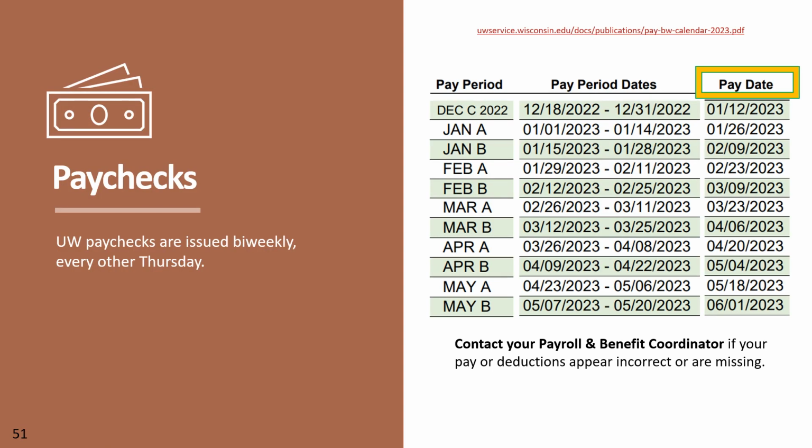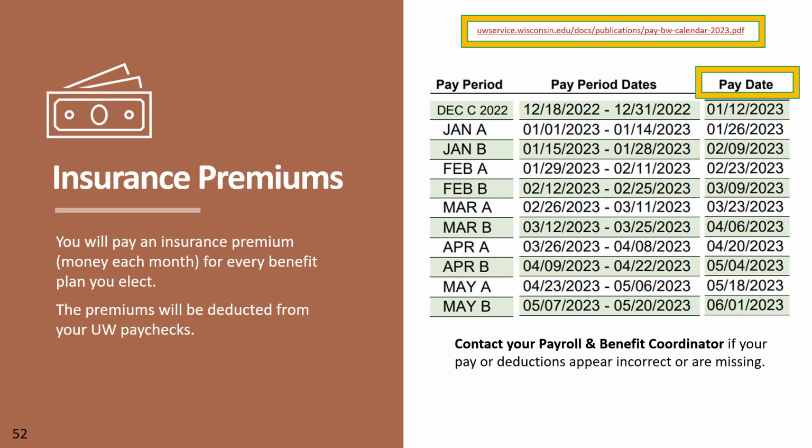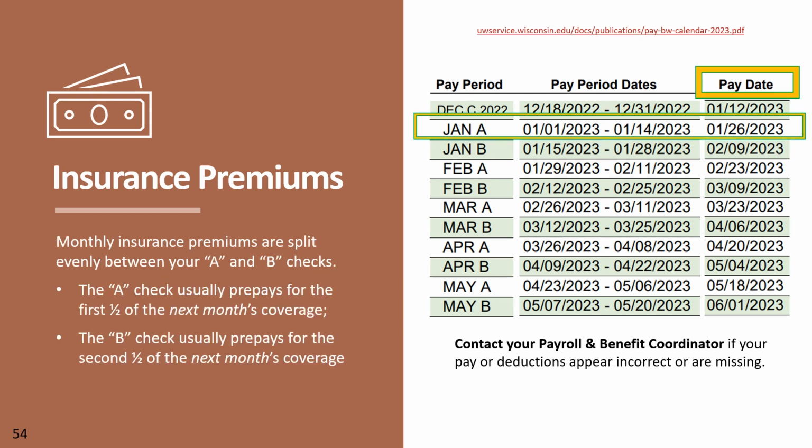We at the UW-Madison are paid biweekly every other Thursday, 26 times a year. To review the schedule for upcoming pay dates, visit our website to view the pay calendar for the coming year. You'll want to keep track of which pay period you fall into because most of our insurance premiums are split between the A and the B checks. For example, the January A would have prepaid for the first half of February's coverage, and the January B would have prepaid for the second half of February's coverage.